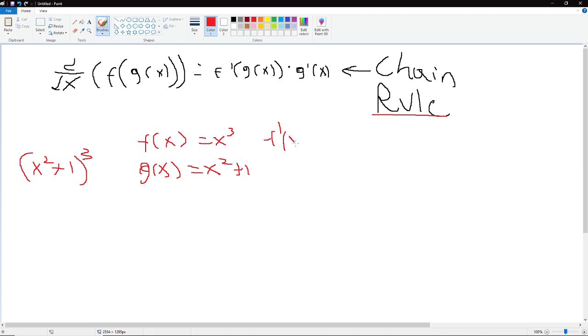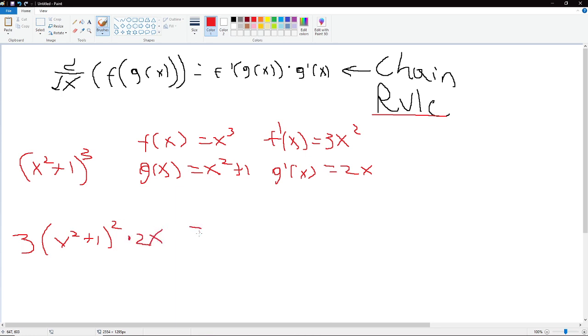So then we just need to get f prime of x, which we know is going to be 3x squared. And then we need to get our g prime of x, which we know is just going to be 2x. So then we can take our f prime of g of x, and we're going to get 3 multiplied by x squared plus 1 to the second, and then multiply by our g prime, and that's going to be 2x. And this shows us that the derivative of this function is going to be equal to 6x times x squared plus 1 all squared.